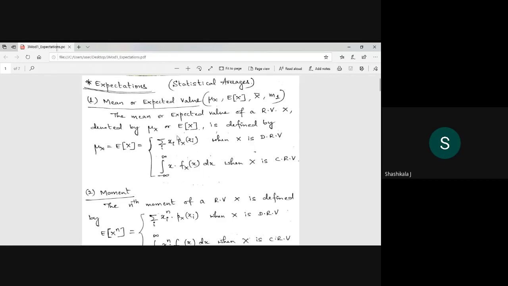Next, what does mean actually mean? Expected value of mean. Physical interpretation, can anybody tell? Physical interpretation of mean or mathematical interpretation of mean.